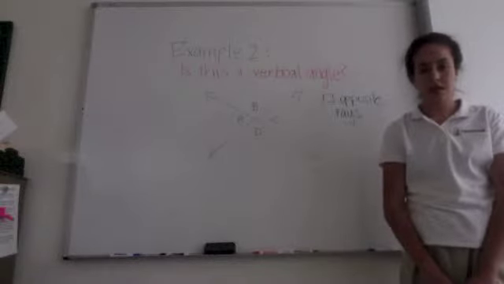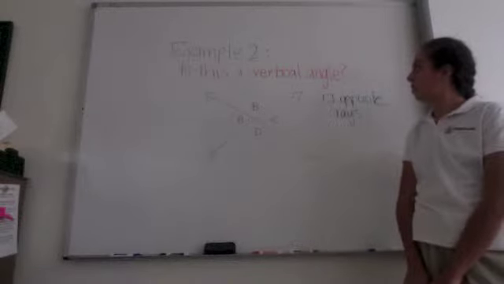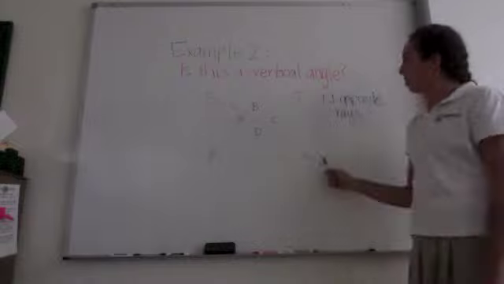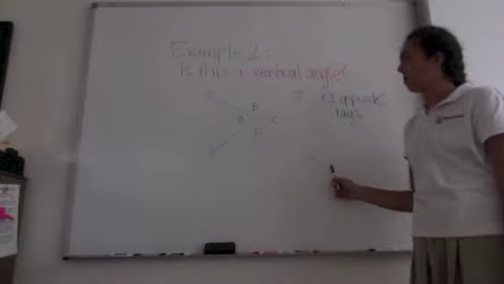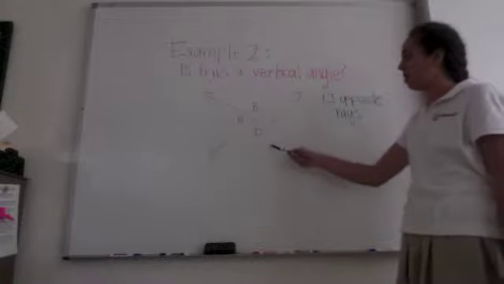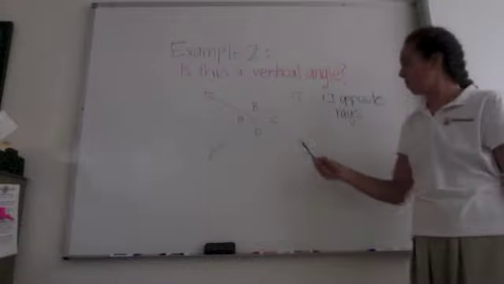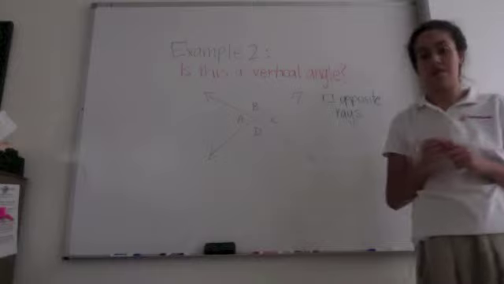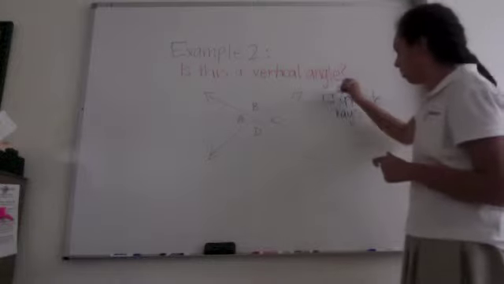For our second example, we are looking at vertical angles. Is this a vertical angle? The answer to the question is yes, because angles B and D are opposite rays, and the same goes for angles A and C, which are opposite rays, which makes these vertical angles.